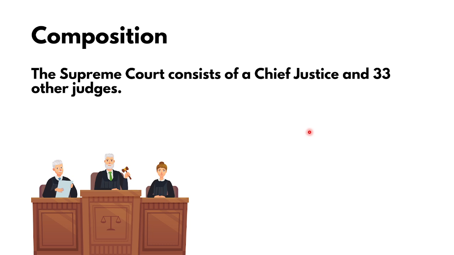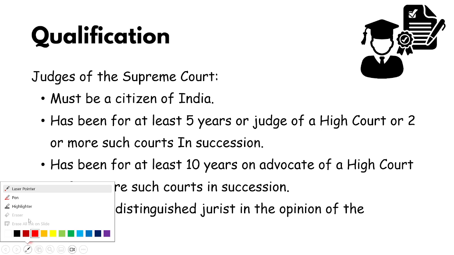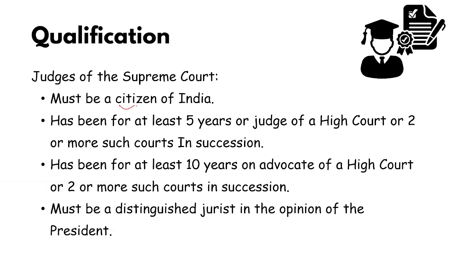What's the composition? The Supreme Court consists of a Chief Justice and 33 other judges. So one Chief Justice and 33 other justices. Qualification. Judges of the Supreme Court must be a citizen of India, has been for at least 5 years a judge of a High Court, or 2 or more such courts in succession.